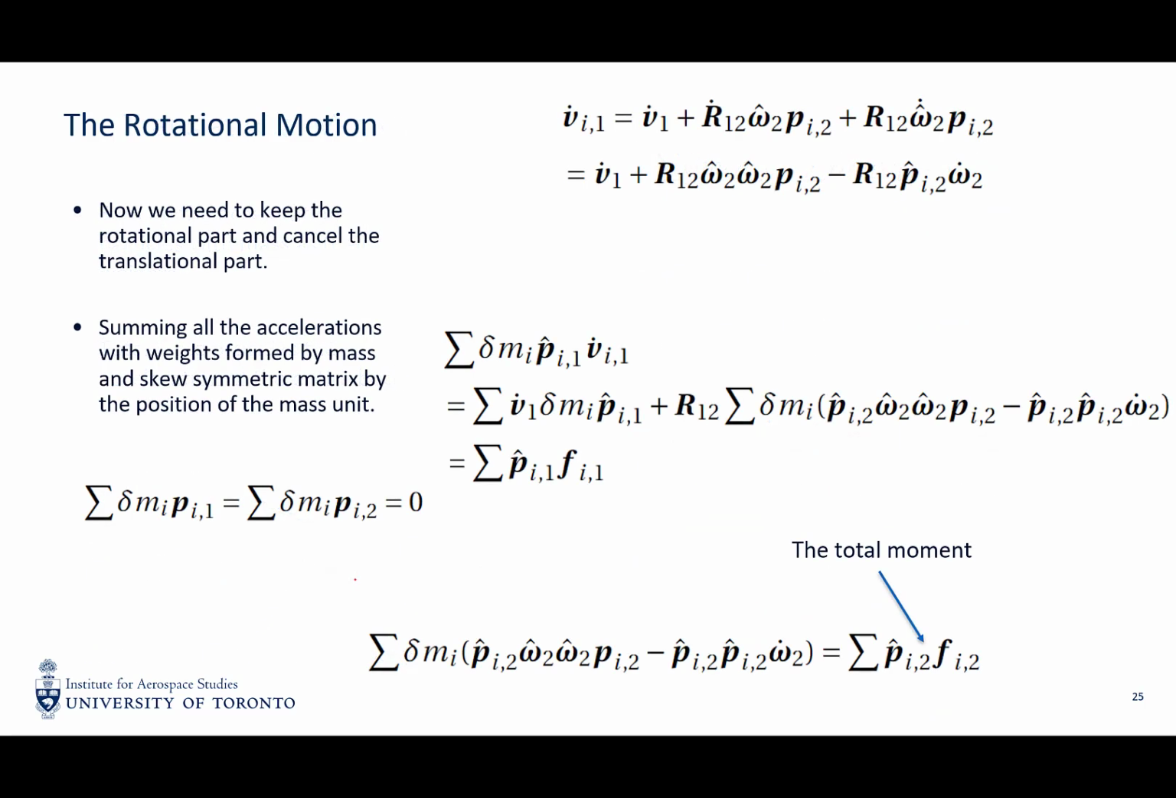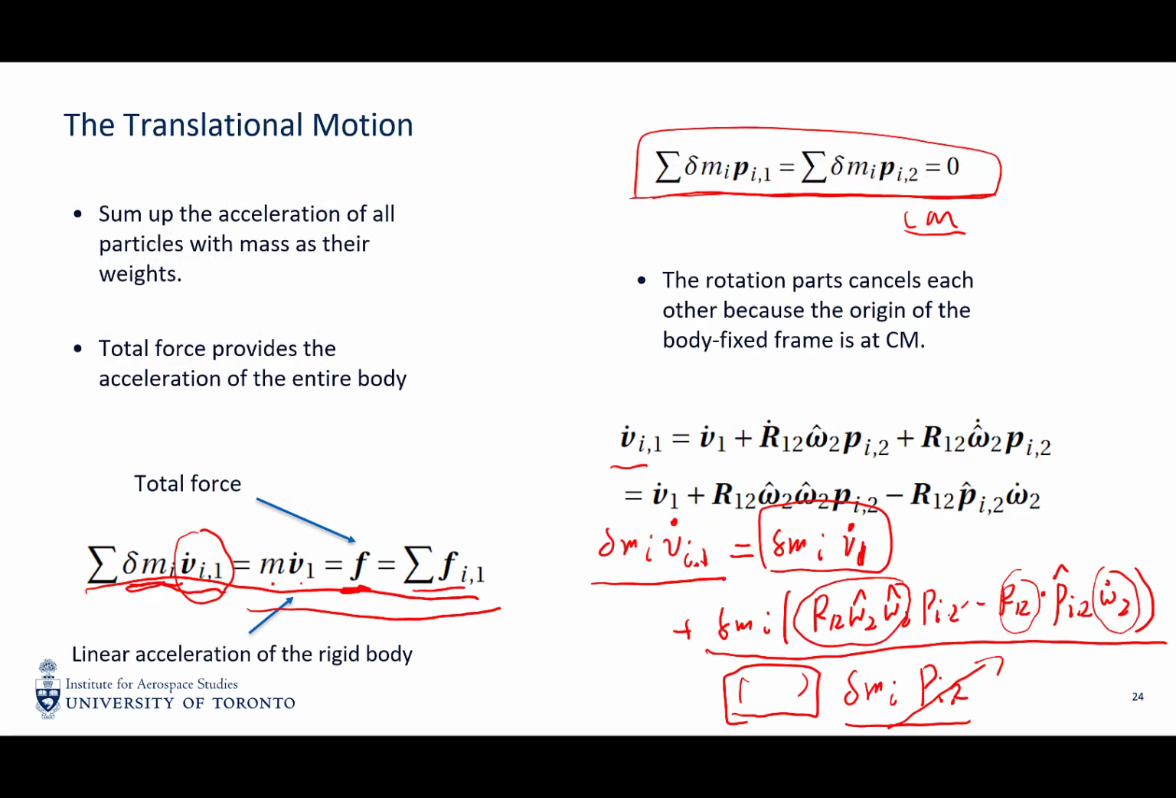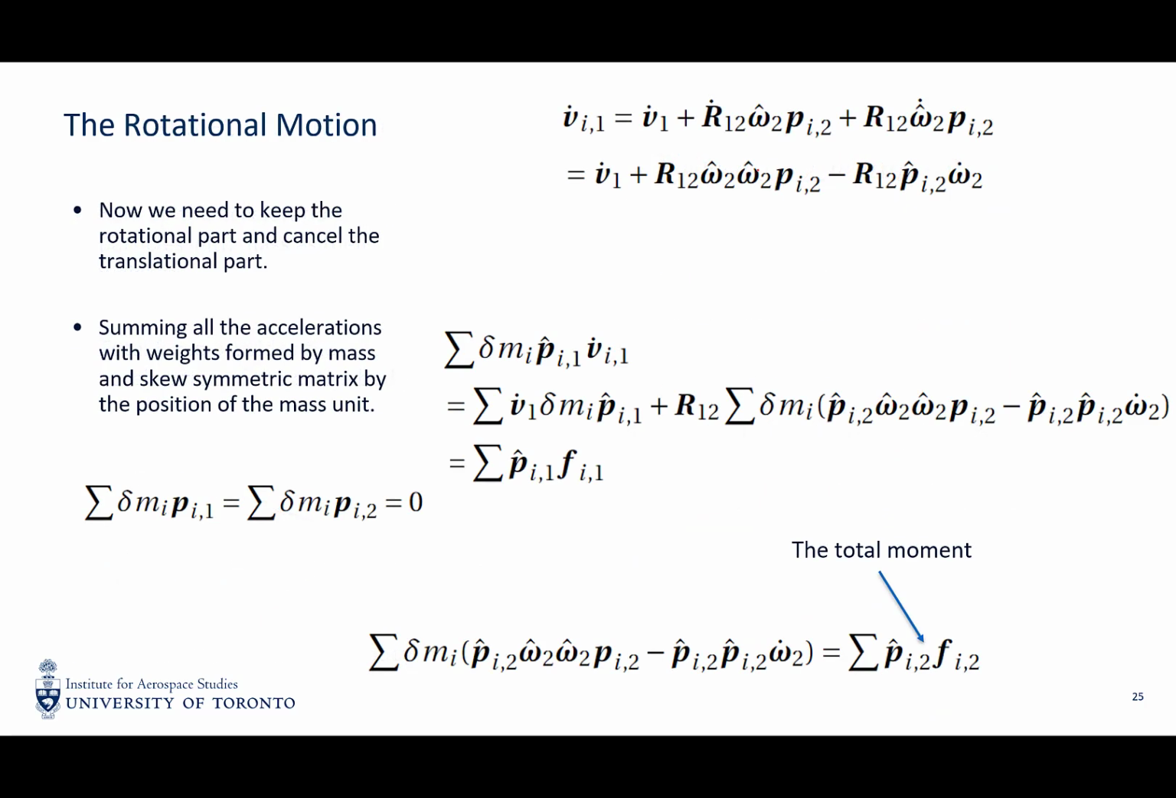Then what about rotational motion? Beforehand, we directly used delta m times the acceleration of each point mass and added them together. For rotational motion, instead of analyzing the motion as a result of external forces, we need to analyze the motion as a result of all the external moments.